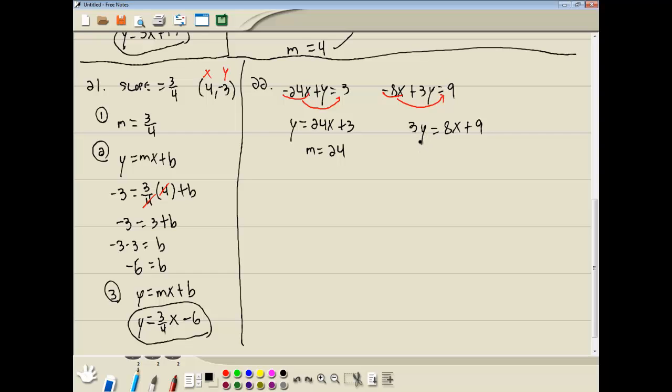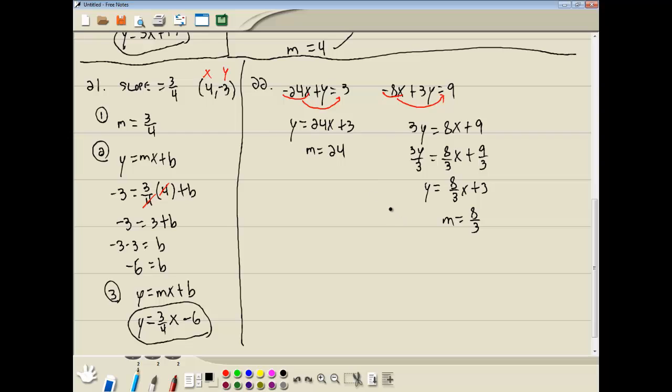Now, the last step is to divide everything by 3. So we've got 3y divided by 3, 8/3 x plus 9/3, which gives us y is equal to 8/3 x plus 3. So the m of this line is 8/3.